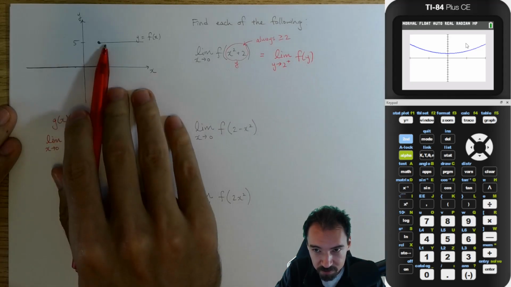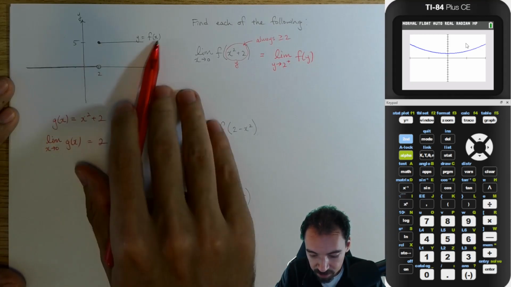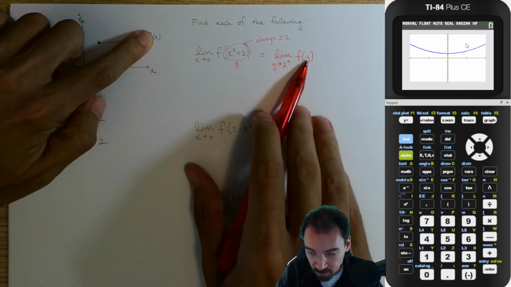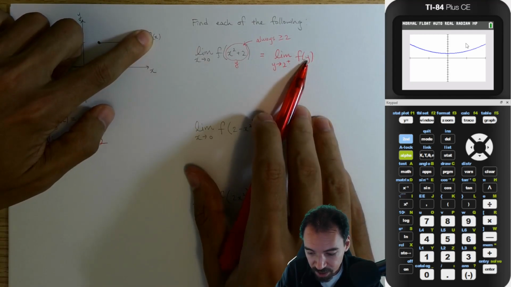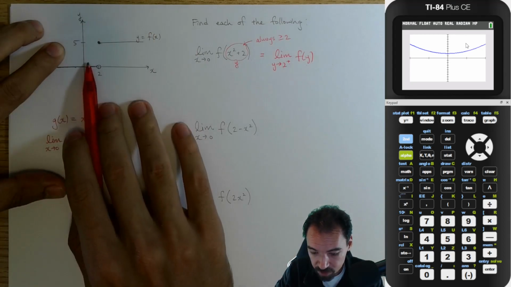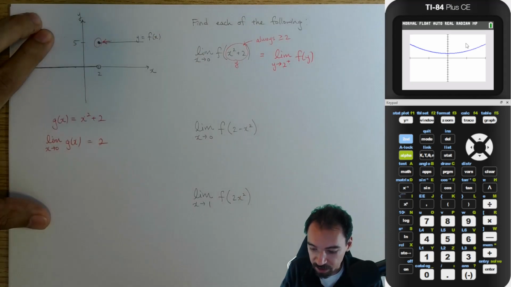So on this graph, once again, not getting confused by the fact that here the input variable is labeled x, right? This is our y, and the output of this is the y value in this graph. As I approach from the right, I get 5.